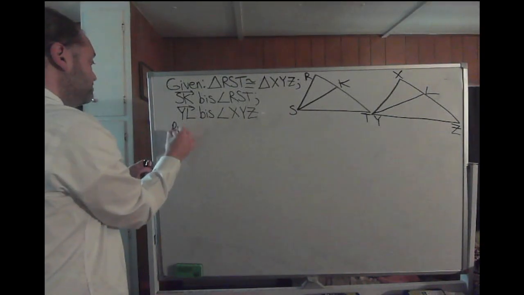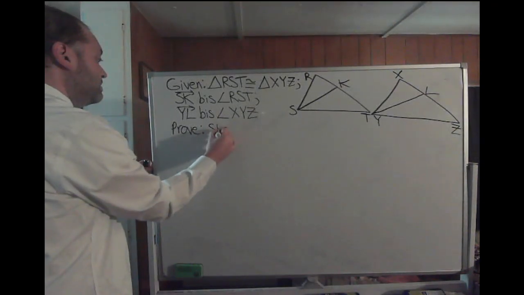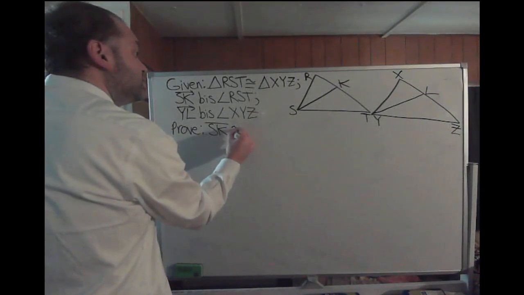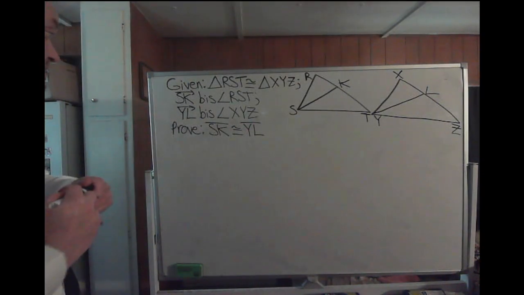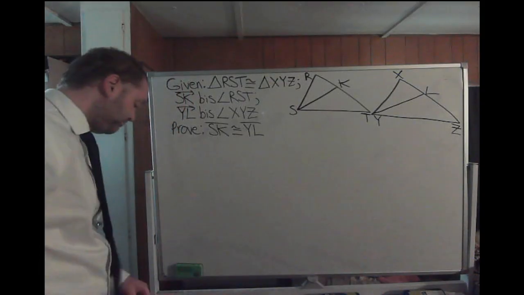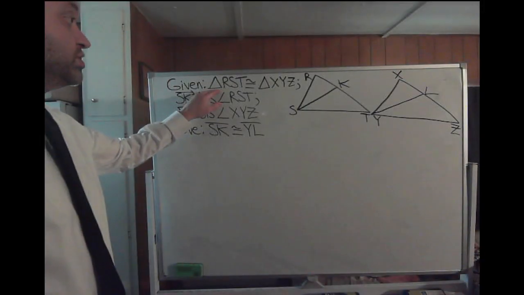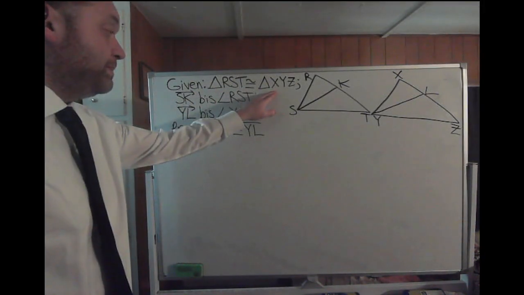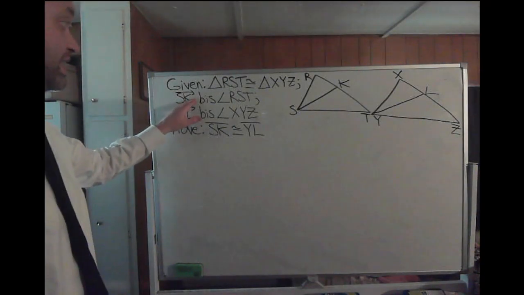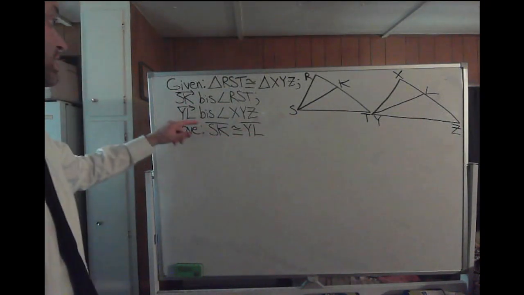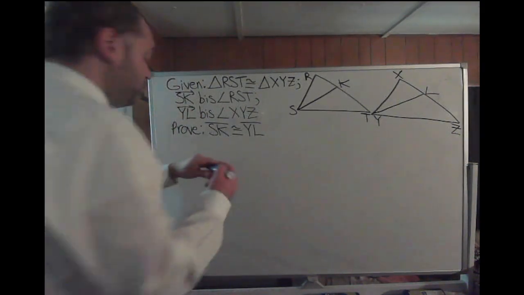What we are seeking to prove is that SK is congruent to YL. So we got several pieces of information here. We're given that triangle RST is congruent to triangle XYZ. We're also given that SK bisects angle RST and that YL bisects angle XYZ. We need to prove that SK is congruent to YL.